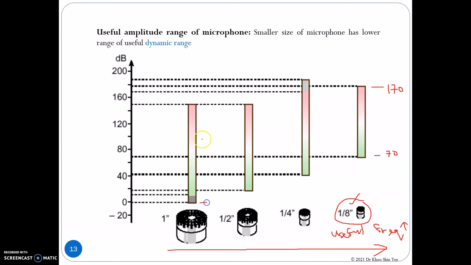The useful dynamic range increases when we choose a larger microphone. For example, in this case, we choose the 1 inch microphone for the sound measurement. So you can measure the sound with the range from 0 dB up to 150 dB. So we need to trade off between the useful frequency range and also the useful amplitude range when we select a useful microphone for a particular case.